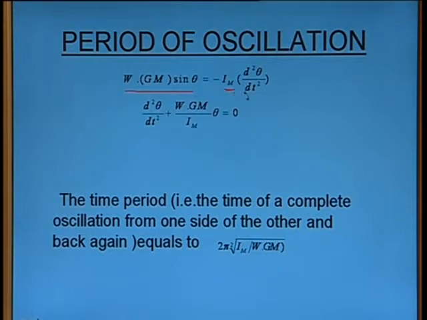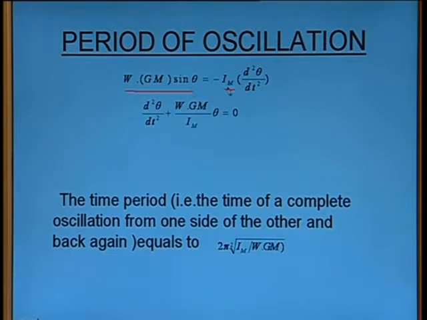This Im is multiplied by alpha. What is alpha? Alpha is angular acceleration. So angular acceleration may be written as d2 theta divided by dt square. And why do we have a minus sign here? The minus sign is because this couple tries to oppose the acceleration, that is why we have a minus sign.